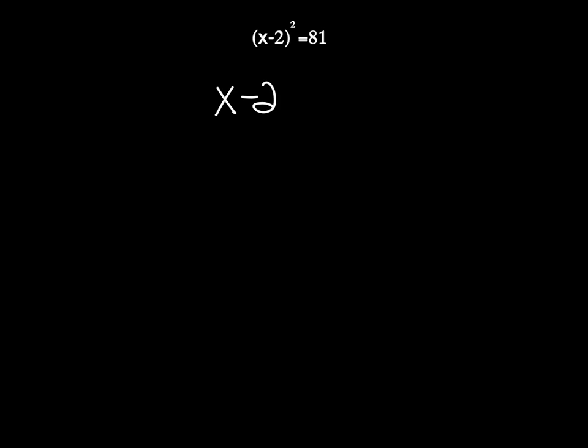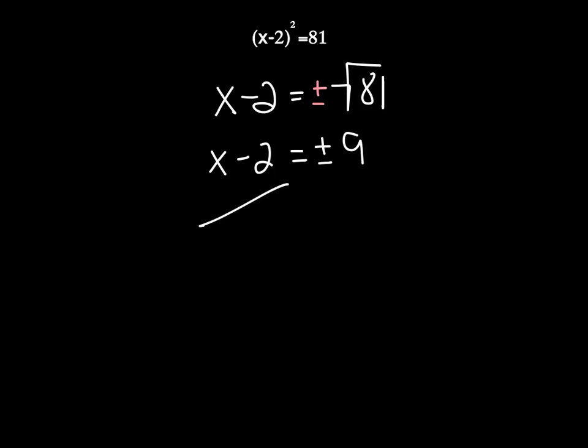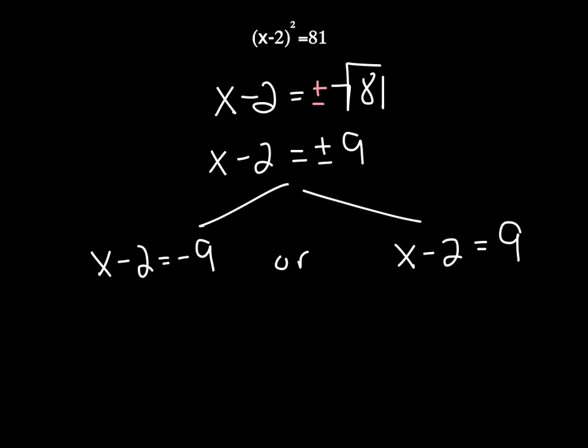So I'm going to have the quantity inside the parentheses. That's x minus 2 equaling the positive and negative square root of 81. Now, the square root of 81 is 9. Now, I have two equations happening here. I have x minus 2 equals negative 9, or I have x minus 2 equals positive 9. And I have to solve those little mini equations. And they're just little tiny mini equations.